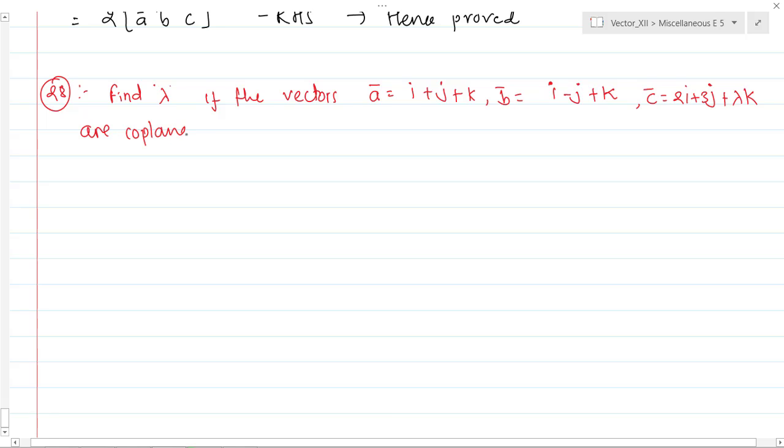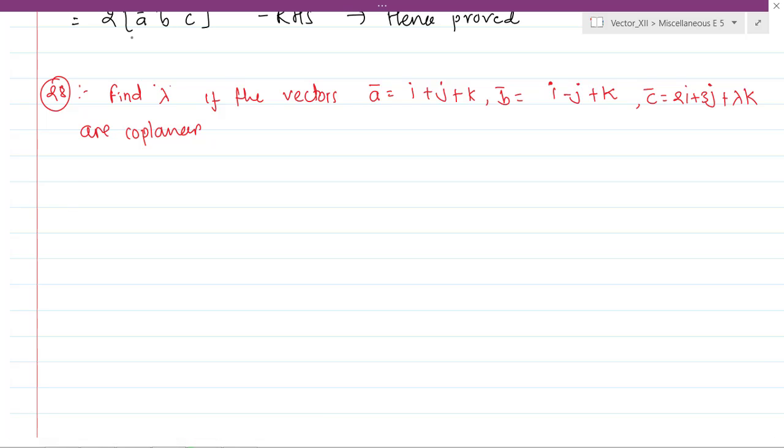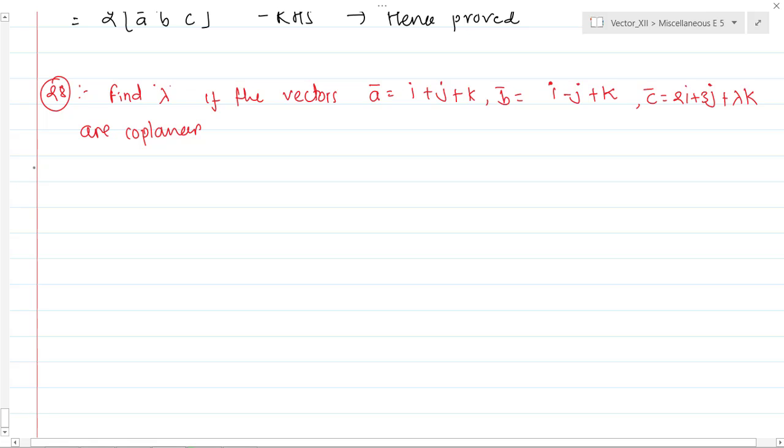And just now we have seen what coplanarity is. It means the scalar triple product is equal to 0. Okay, so let's take the scalar triple product or box product of all these three, a bar, b bar, c bar, which is equal to 0. It is given by the determinant with rows i j k, 1 minus 1 1, 2 3 lambda. Solve the determinant.